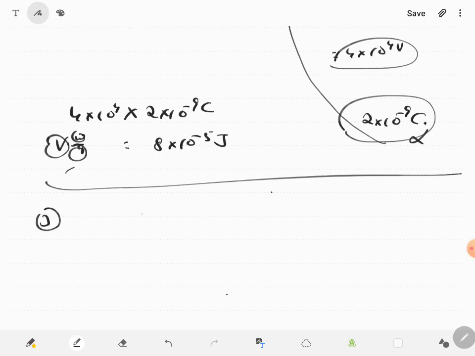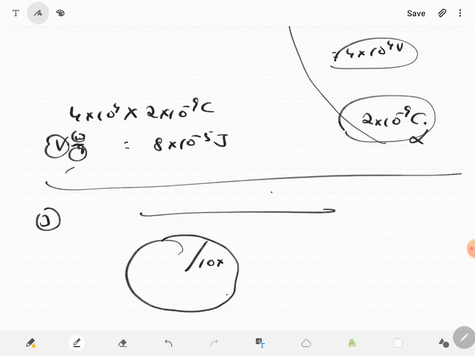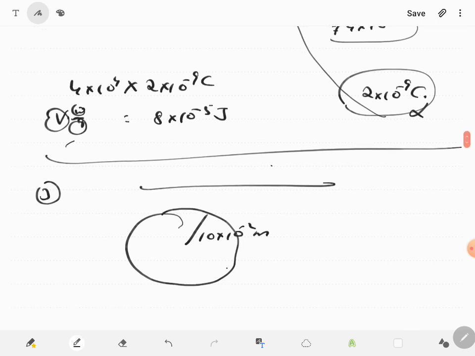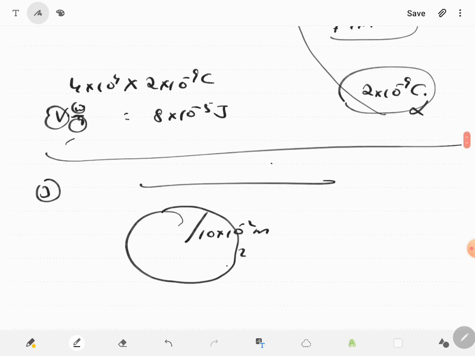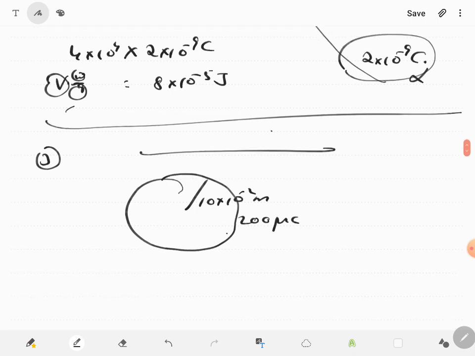A metal wire is bent in the form of a circle of radius 10 centimeter, 10 into 10 to the power minus 2 meter, which has got a charge on the surface of 200 microcoulomb, which spreads uniformly on the surface. Calculate the electric potential at the center.